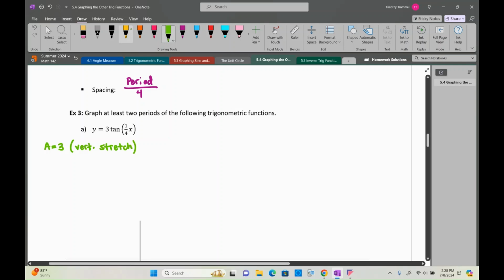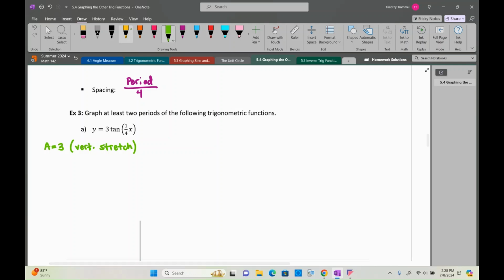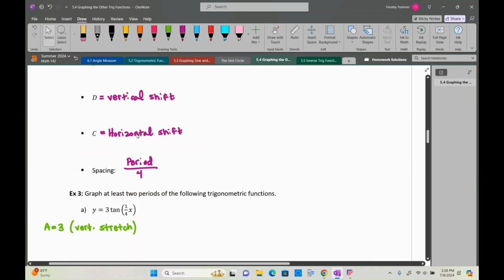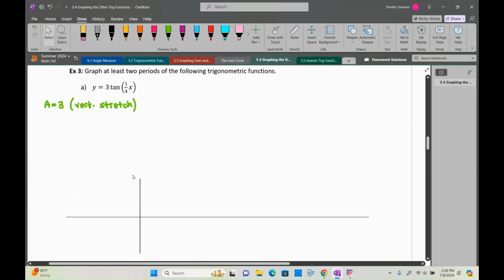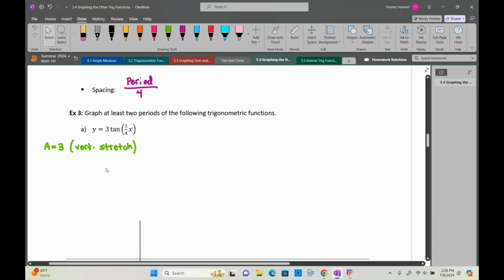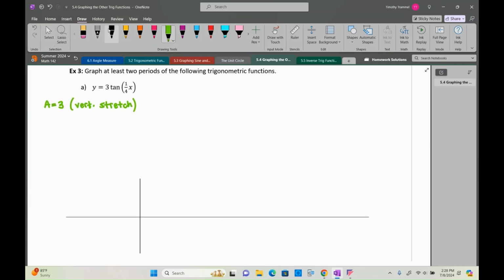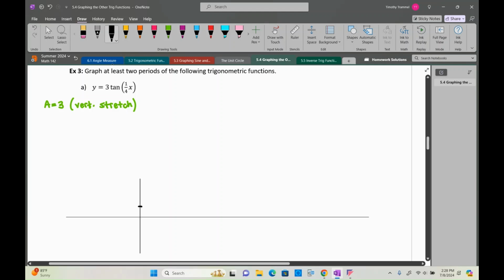And notice that there's no vertical shift anywhere. We don't have like plus some number at the end. So if we do go back and look at the parent functions, we only really put 1 and -1 on the axes. But because of that 3, instead of 1 and -1, I'm going to put -3 and 3. So we again have a stretch by a factor of 3.